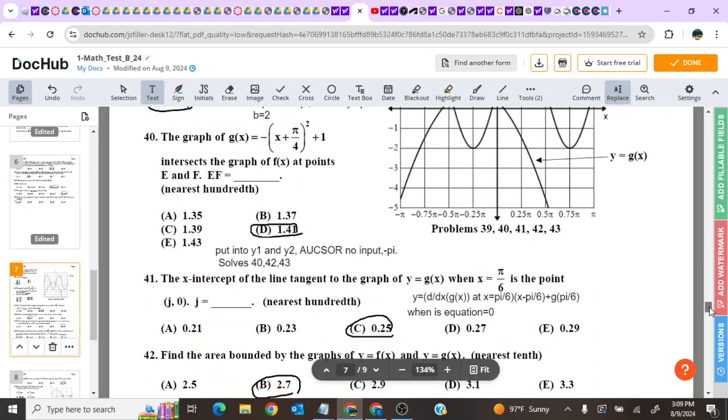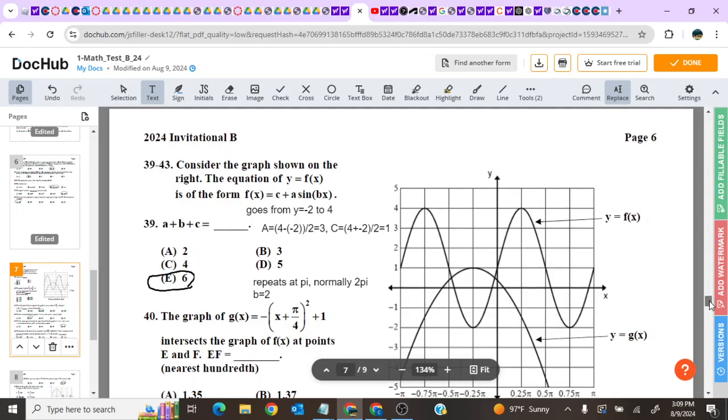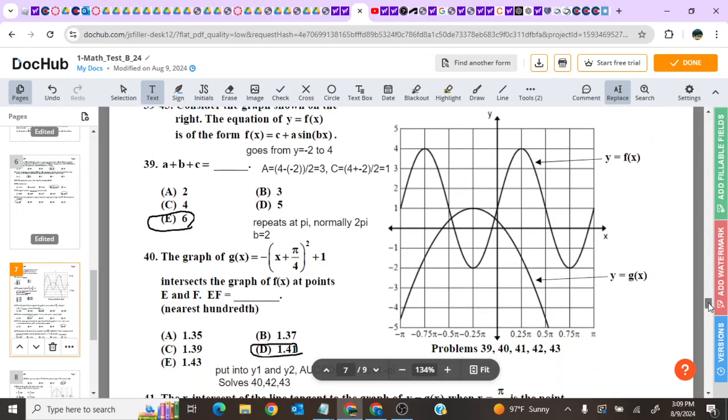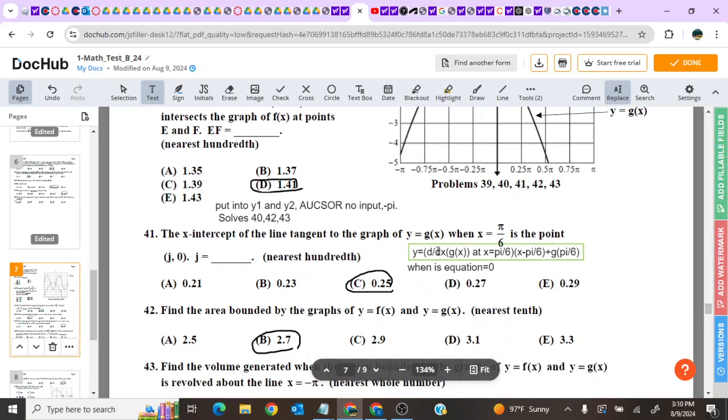Then 41 requires a bit more work. The x-intercept of the line tangent to the graph of g of x when x is equal to pi over 6 is what? Well, a tangent line is based on the slope at that given point, so find the derivative at that point, x equals pi over 6. And then with that slope, we can use point slope form. So your slope times x minus your x point plus your y point. So x minus pi over 6 plus g of pi over 6, and figure out when that equation is equal to 0. Do that, and you will get a j value of 0.25.